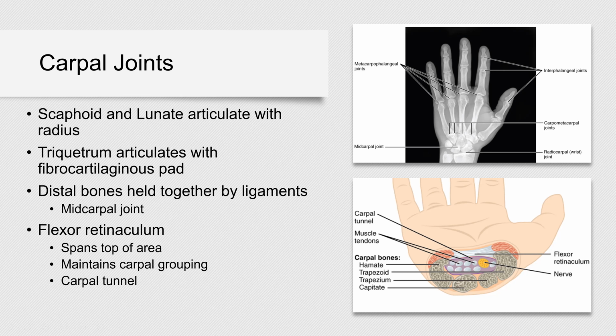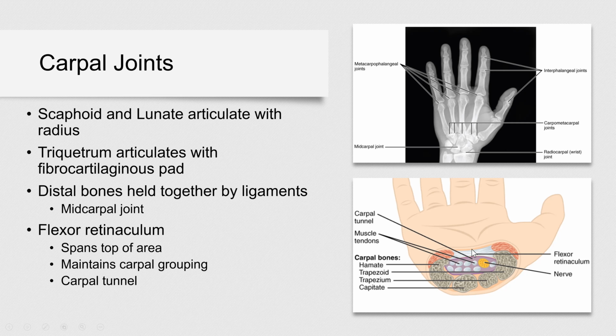And then you have a triquetrum. So you can see over here, this is our distal row. So then, triquetrum articulates with a fibrocartilaginous pad. So it will be some pad made of fibrocartilage. Distal bones are held together by ligaments.